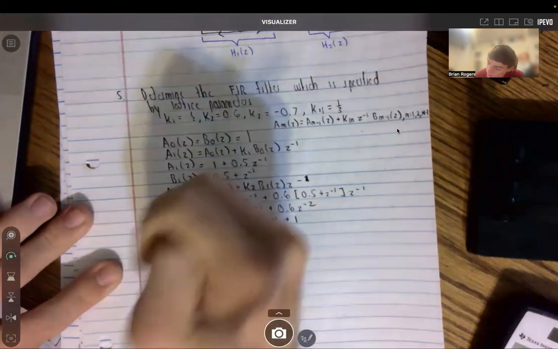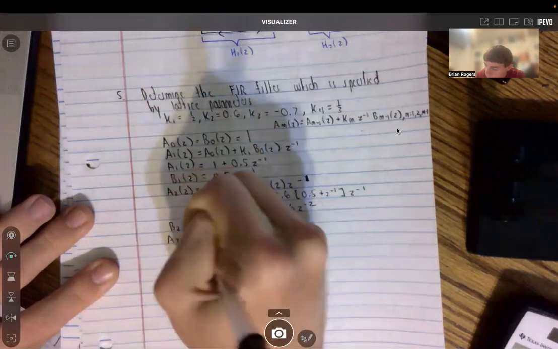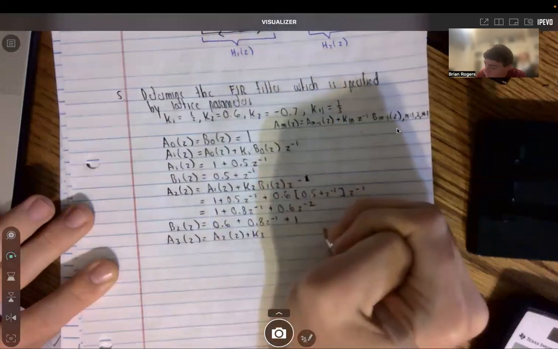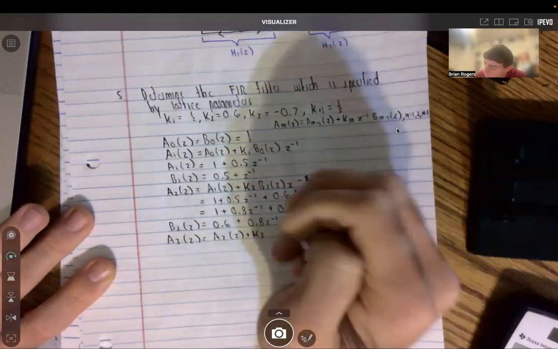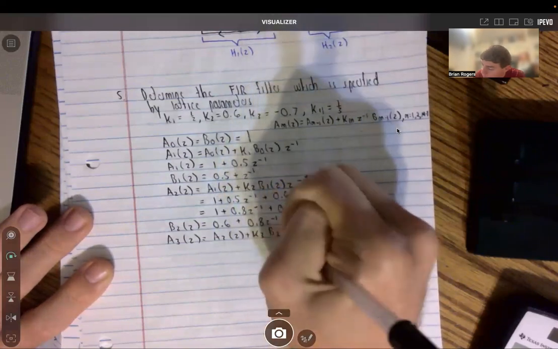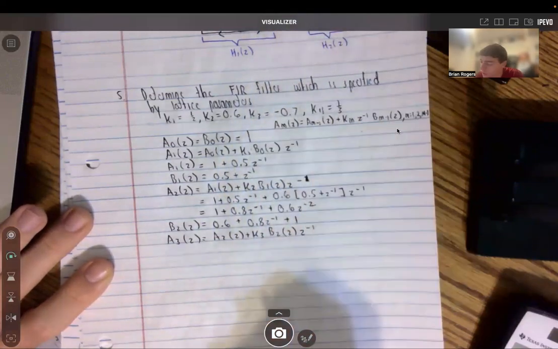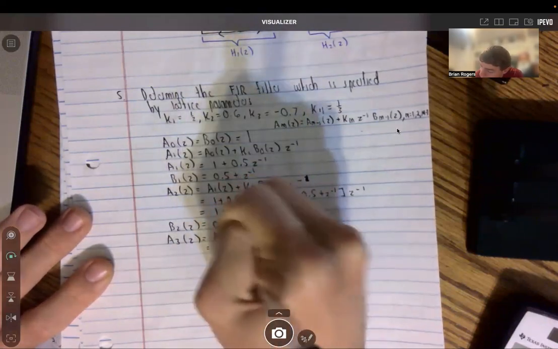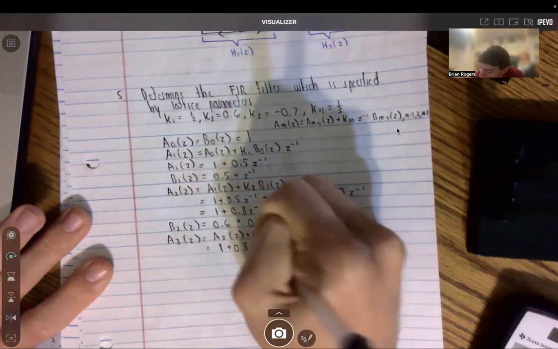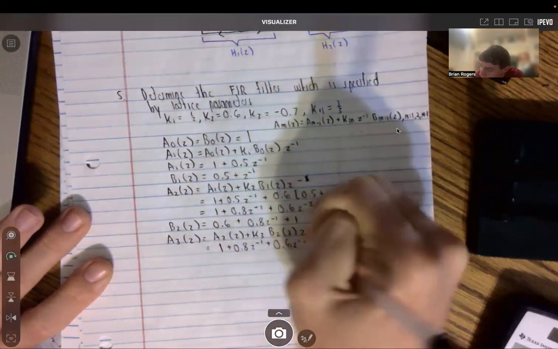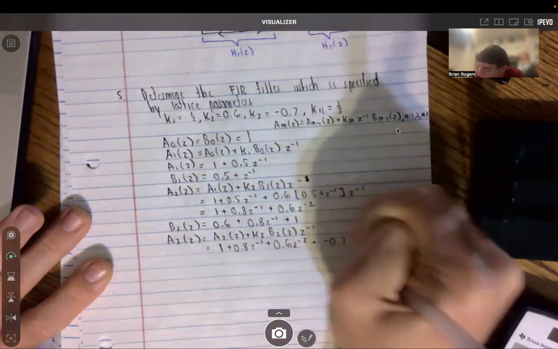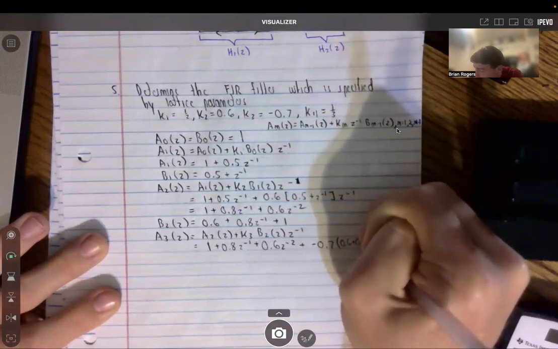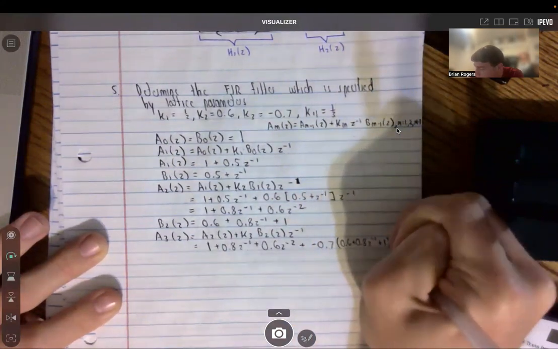Okay, now our A3 of z is going to equal our A2 of z plus K3 multiplied by B2 of z, z to the negative 1. And so here we're going to have A2 of z, which is 1 plus 0.8 z to negative 1 plus 0.6 z to negative 2 plus negative 0.7, and then B2 is going to be 0.6 plus 0.8 z to negative 1 plus 1 z to negative 1.